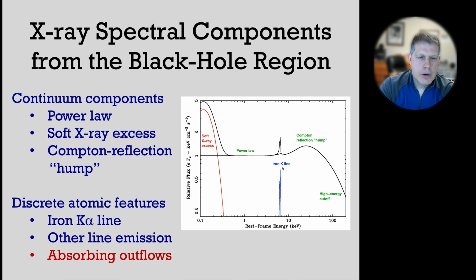Okay, so finally, I just want to say a few words about these absorbing outflows as the final example of discrete atomic features. So in some cases, we observe many additional discrete atomic features imposed upon the spectrum from absorbing outflows. I've deliberately not shown them in this schematic, trying to keep it as simple as possible. But now I'm going to show you what happens if you go and observe this with a high-resolution spectrometer, specifically the grating spectrometers on the Chandra X-ray Observatory.